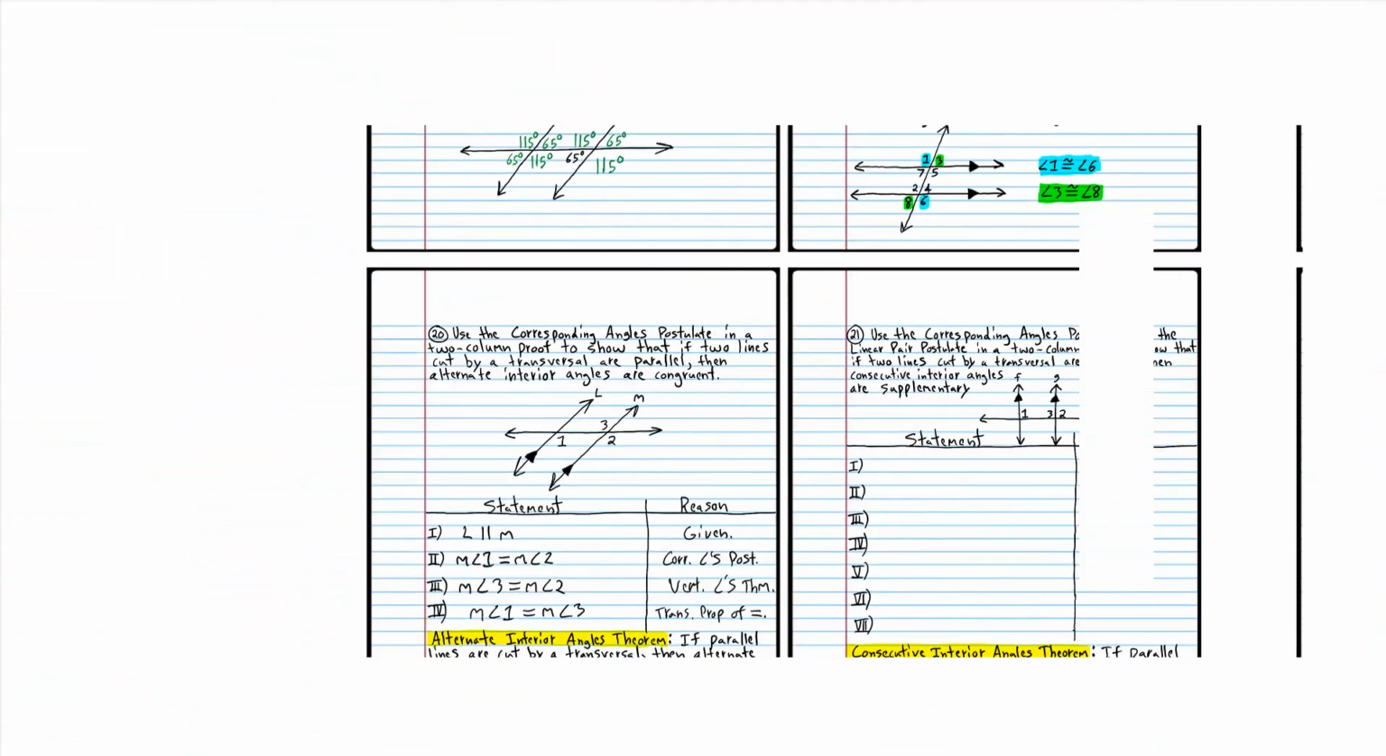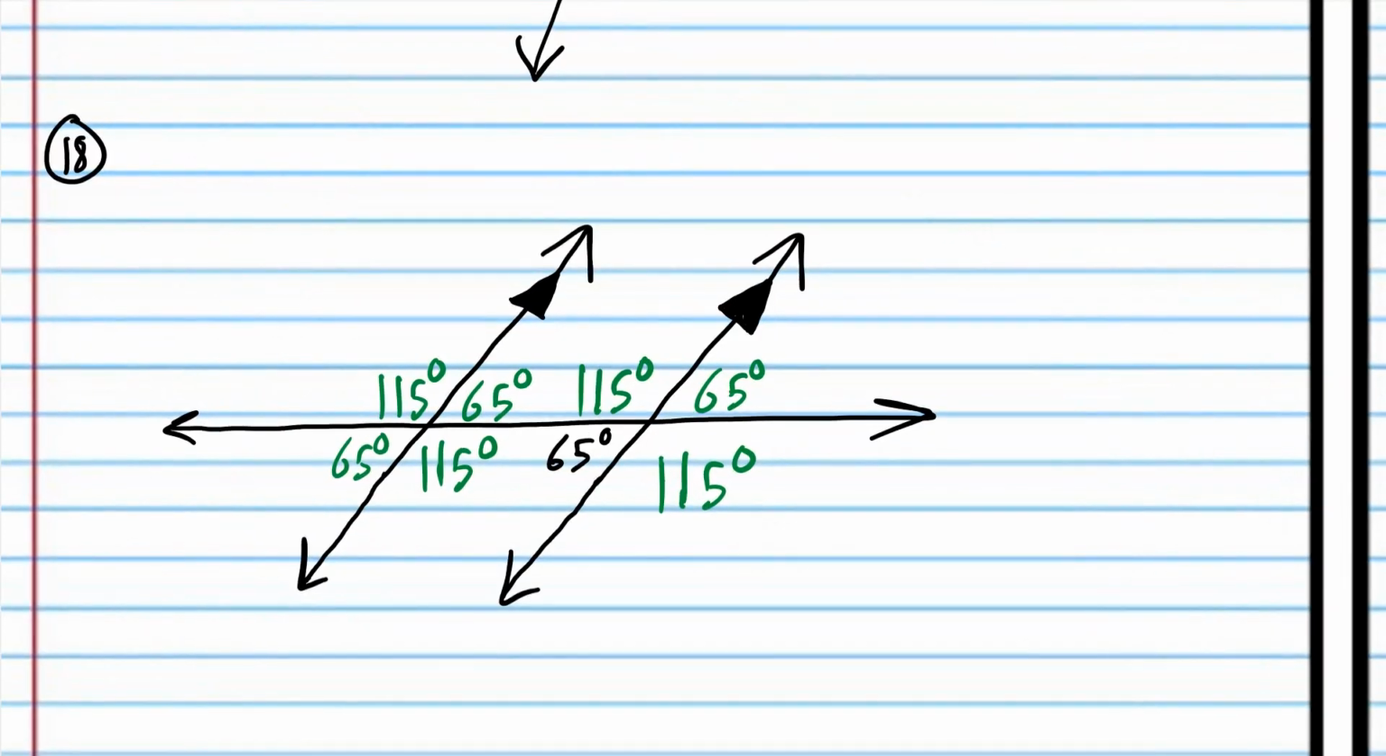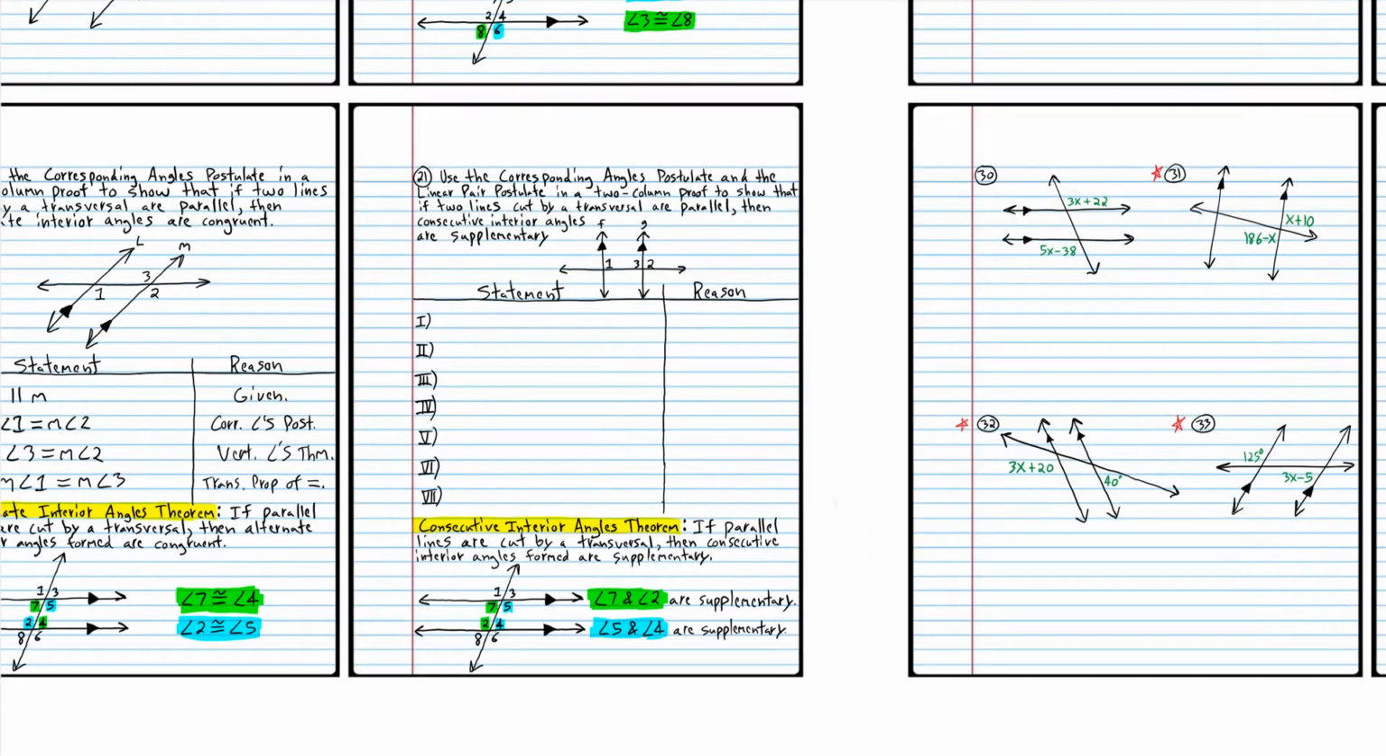Again, if you look at these angles, consecutive interior angles, they always add up to 180. 65 plus 115 is 180. And same thing here, 65 plus 115 is 180. So it turns out that those consecutive interior angles, they're always supplementary angles.